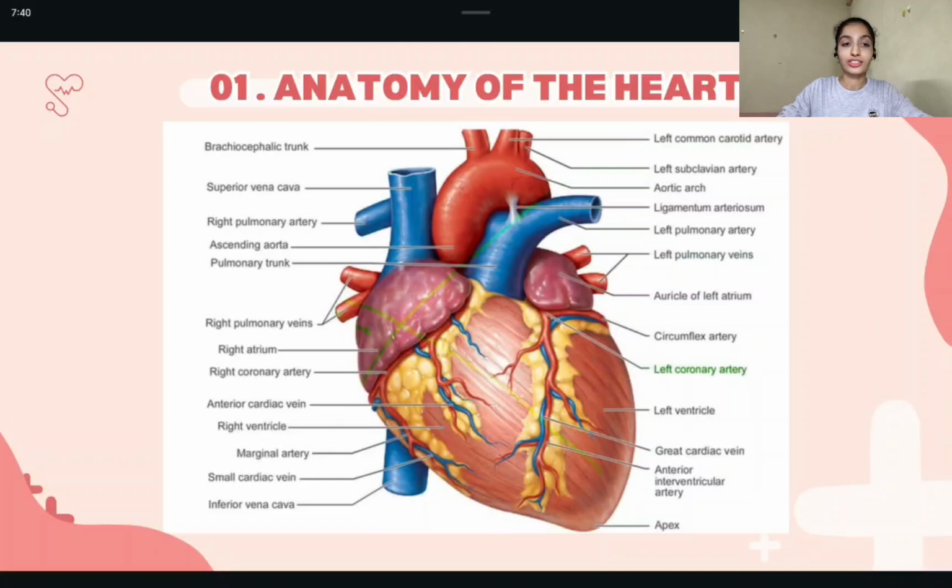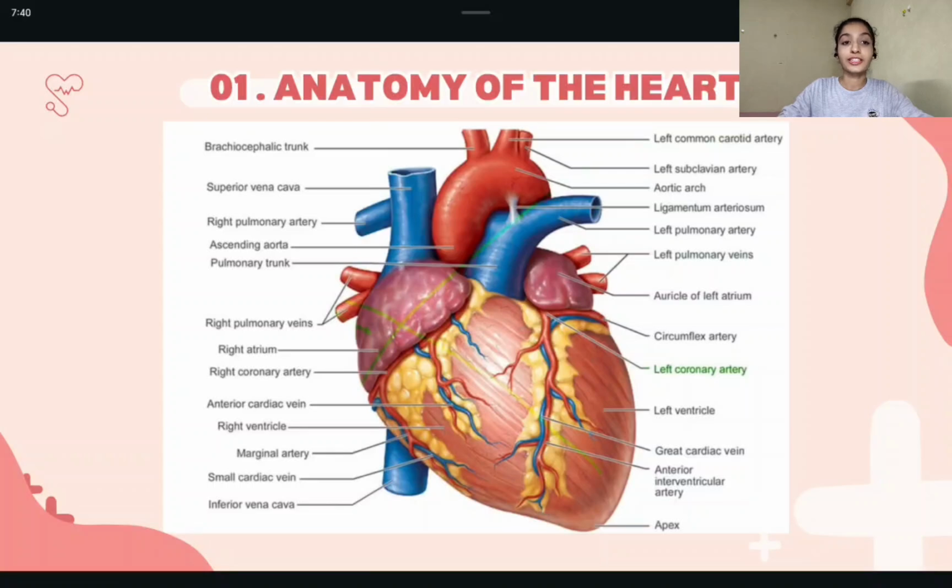The heart layers consist of pericardium, that is a double wall sac around the heart, epicardium, that is a visceral layer of the serous pericardium, myocardium, that is the cardiac muscle layer forming the bulk of the heart, and endocardium, that is the endothelial layer of the inner myocardial surface.